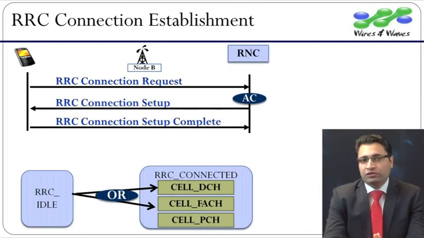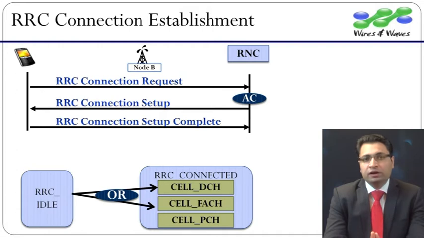UE must establish an RRC connection for sending and receiving signaling messages. This procedure begins when UE sends an RRC connection request message to RNC. Among other parameters, this message contains the establishment cause, for example, outgoing voice call, registration, emergency call, outgoing SMS, etc.